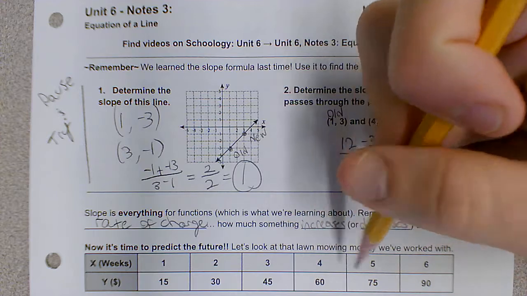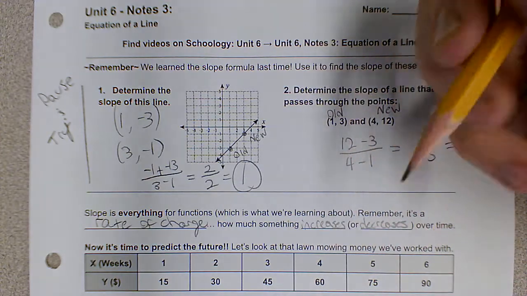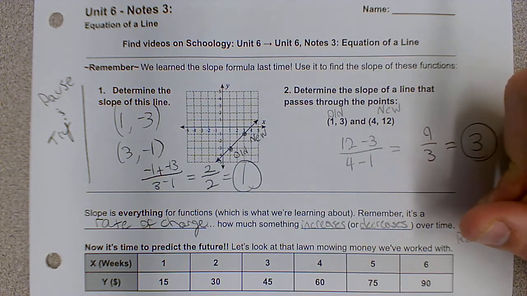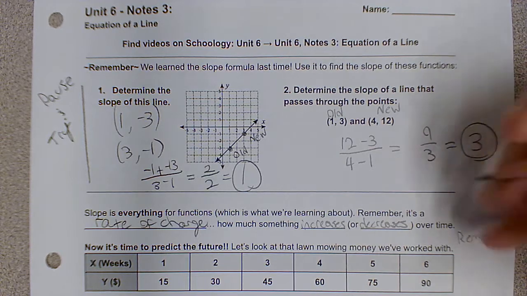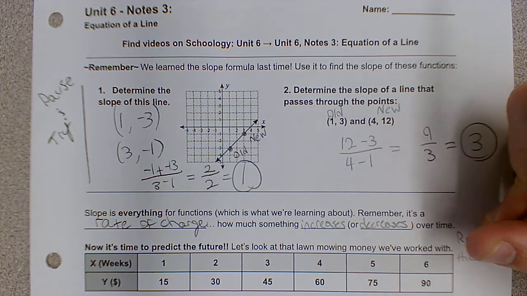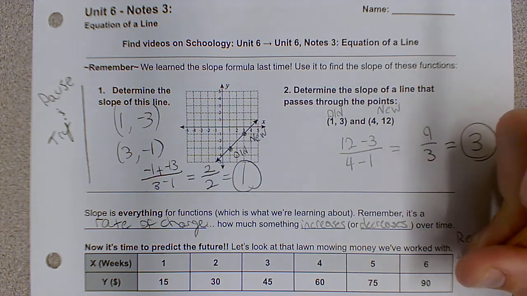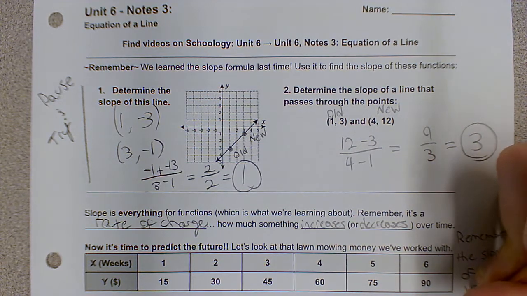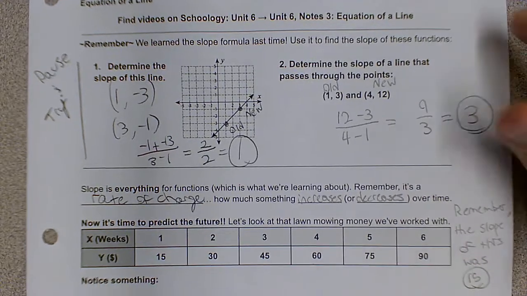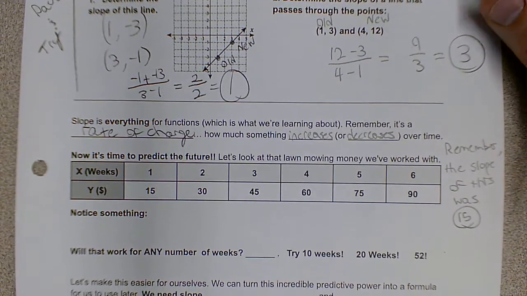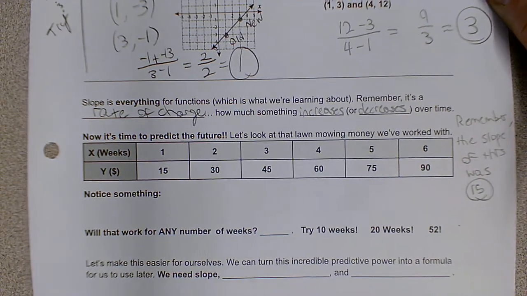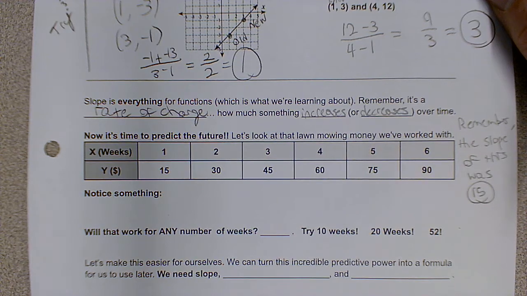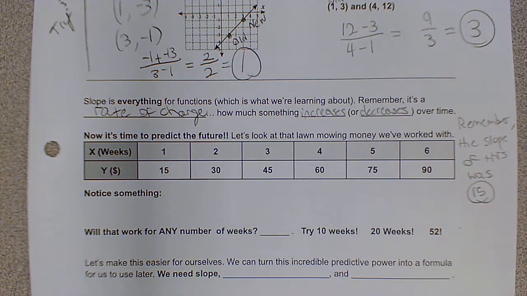Let's look at that lawn mowing money we've worked with a few times. So remember, the slope of this was 15. The slope of this was 15. And if you want to make sure I'm right, you can go ahead and try the slope formula to double check me. But I want you to notice something about this.